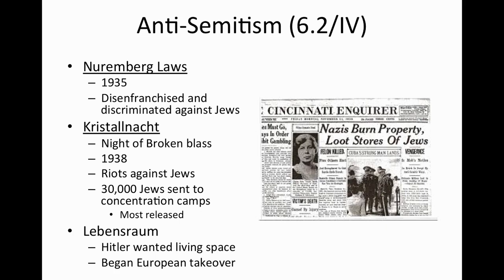Some of the processes to discriminate: he didn't put Jews in concentration camps right away. It started in 1935 with the Nuremberg laws, which actually discriminated against Jews, prevented them from owning certain property, almost like Jim Crow laws. Then you have Kristallnacht, the Night of Broken Glass, in 1938. It was a riot against Jews, more of a symbol of the growing hatred. That's when we start to see the birth of concentration camps.